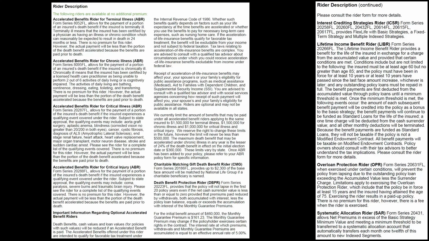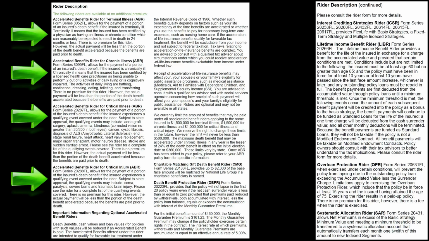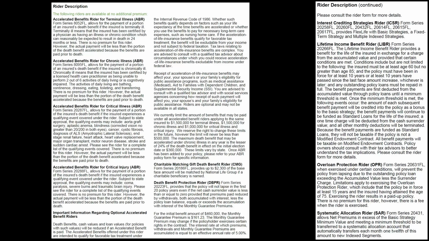Here's a list of the riders included at no cost in National Life illustrations. You'll notice the accelerated benefits riders, they have 4 of them. These are the ones that are very similar to long-term care policies, and I find a lot of value in them. Also notice there's a charity matching death benefit protection rider, an interest crediting strategies rider.